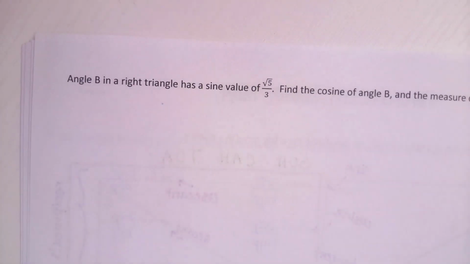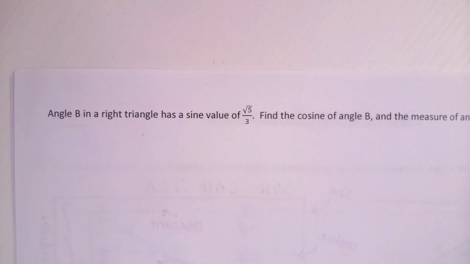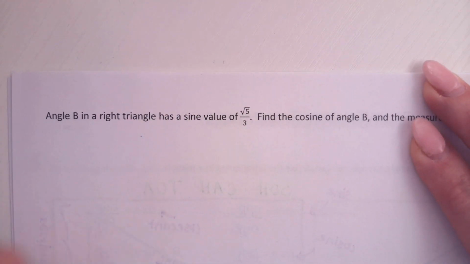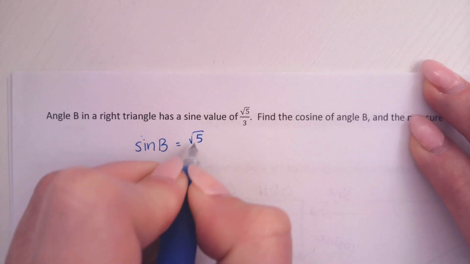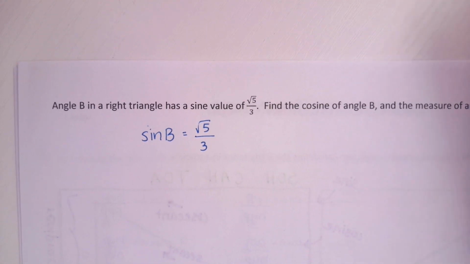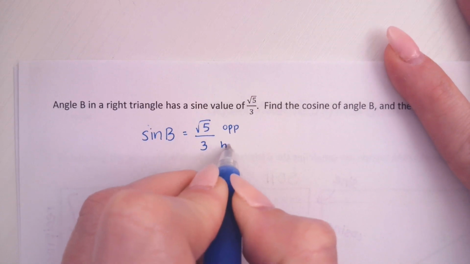Let's see. Angle B in a right triangle has a sine value of √5/3. Find the cosine of angle B and the measure of angle B. Yes, it is easy. If they give you sine, they're telling you some measures on the triangle. So they're telling us the sine of B is √5/3. So that we know on that right triangle, the opposite side and the hypotenuse.